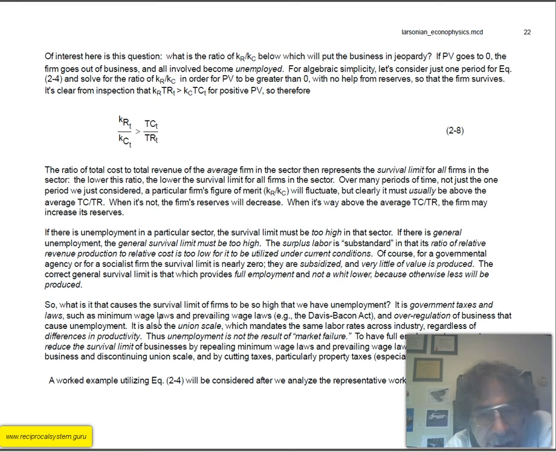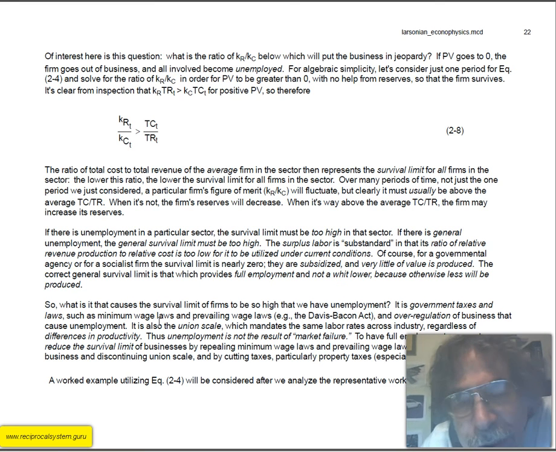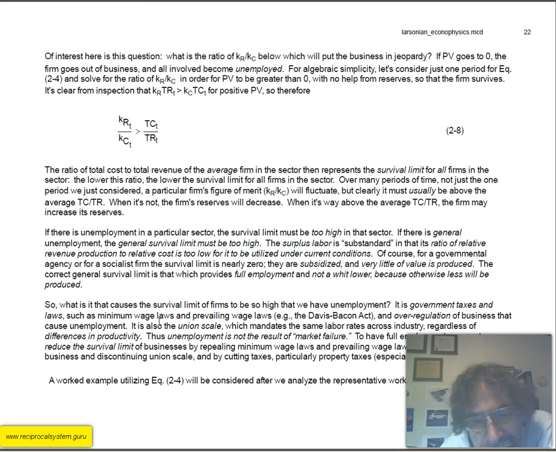Okay, continuing. If there is unemployment in a particular sector, the survival limit must be too high in that sector. If there's general unemployment, the general survival limit must be too high. The surplus labor is, quote, substandard, and its ratio of relative revenue production to relative cost is too low for it to be utilized under current conditions.